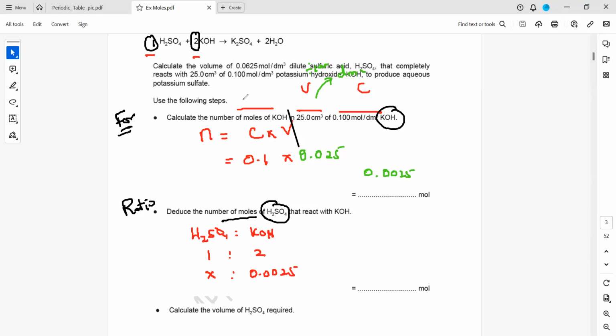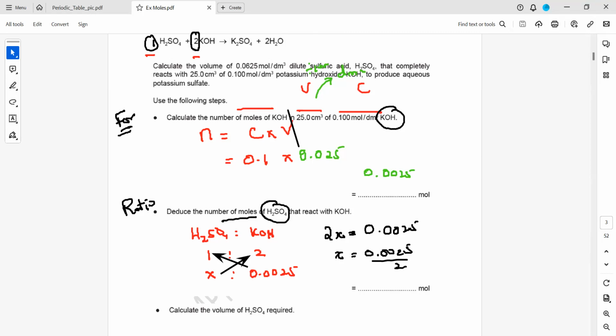And what ratio are we taking? We are taking a ratio between the quantity which we have in the previous part and the quantity which we need now. So we are taking a ratio between sulfuric acid and potassium hydroxide. Now to take a ratio, we cross multiply. So 0.0025 will be multiplied there and X is multiplied with 2. Now you have to solve. So this will be 2X equals 0.0025. If you need X, it will be 0.0025 divided by 2.